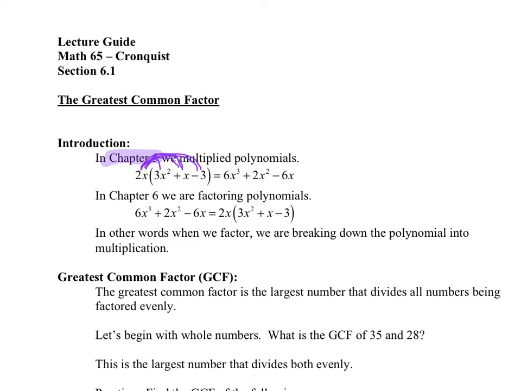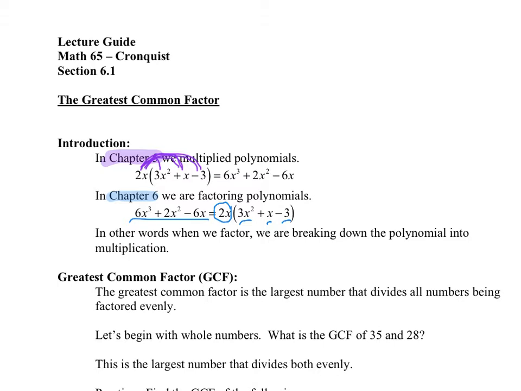Whereas in chapter 6, we are going to be factoring polynomials, which is the reverse of what we just did. So we are going to turn 6x cubed plus 2x squared minus 6x into 2x times 3x squared plus x minus 3. So this is going to be the main thrust of what we're learning in chapter 6, and this is reversing the distributive property. In other words, when we factor, we are breaking down the polynomial into multiplication.